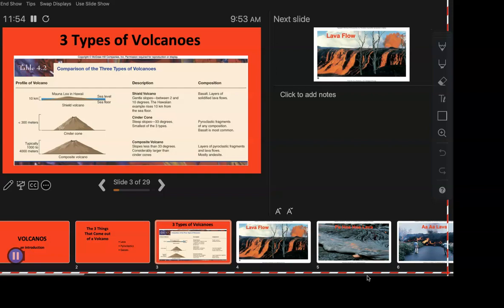Cinder cones, we don't have a location for. Cinder cones can go anywhere, anytime. They could grow on the side of another volcano, okay? So we don't really have a location for those. But composites, we spend a lot of time talking about because composites are the ones that you've heard about.